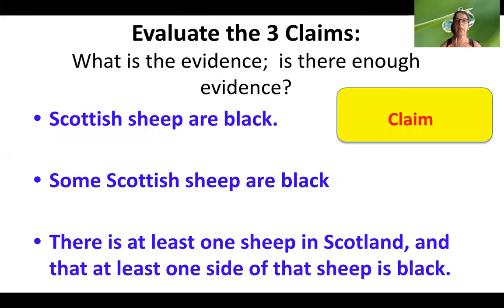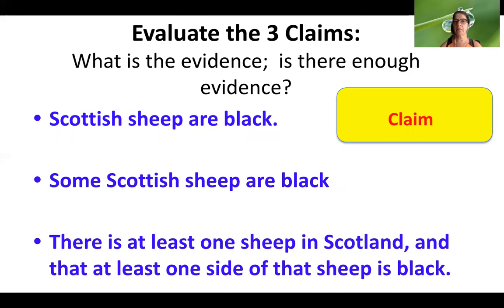Okay, let's go back. Let me just move myself out of the way. Let's go back and evaluate the 3 claims made by the 3 friends that had never visited Scotland and saw that one black sheep. I want you to think about what is the evidence for them that enabled them to make these 3 claims. Is there enough of it?